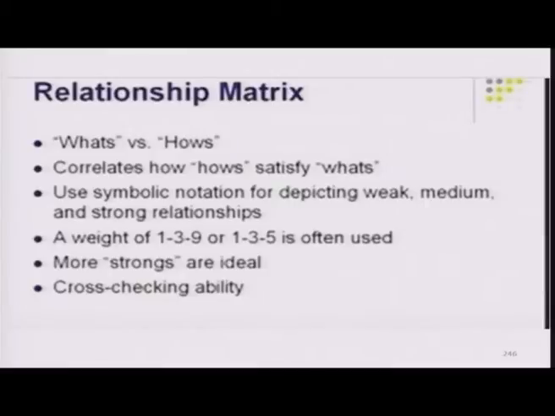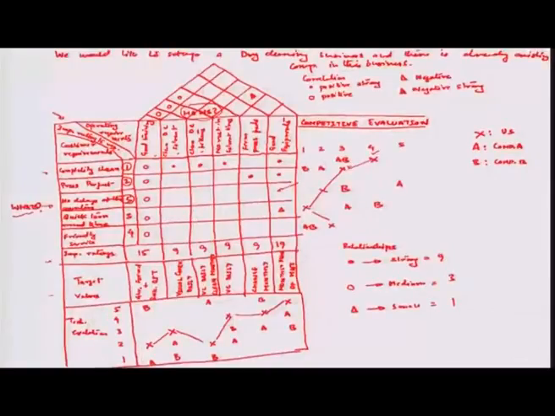Similarly, there is a relationship matrix between the whats and the hows, which indicates different levels of relationship like strong, medium, and small. It correlates how the hows satisfy the whats. Okay, so there are symbolic notations used for depicting the weak, medium, and strong relationships. If you may remember, we did this in our analysis here when we talked about these three different relationships, which you plug in this correlation matrix right here.